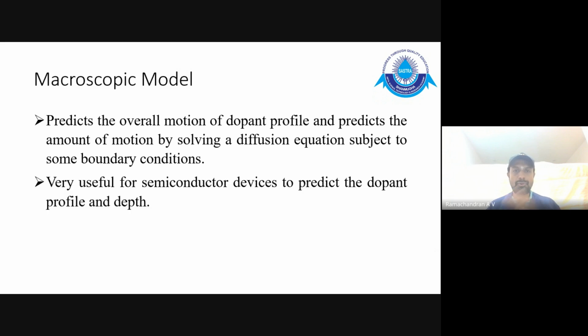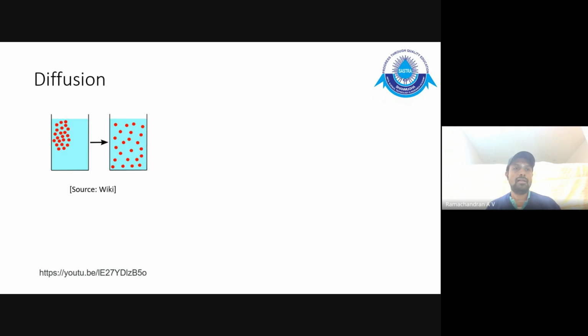So don't worry about it. Once you start learning the model, you understand this better. We'll come to this macroscopic model again. Now, because we're going to model the diffusion mechanism, let us learn the diffusion first.